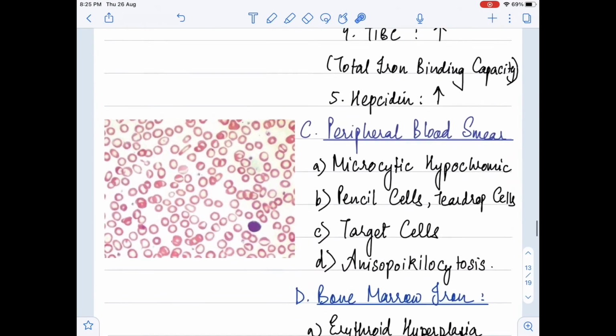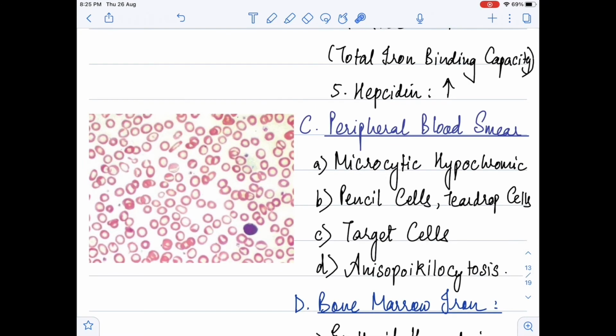The most important part is the peripheral blood smear. The peripheral blood smear has 4 of the following features, as I will show you in the slide. The first of all is microcytic hypochromic. So if you notice microcytic hypochromic, we may notice that they are pale and they are somewhat smaller in size than the normal counterparts. Then there are characteristic shapes such as pencil cells which are elongated and teardrop cells adopting the shape of the teardrop.